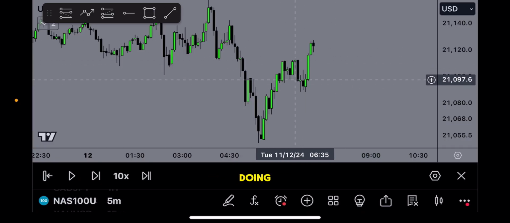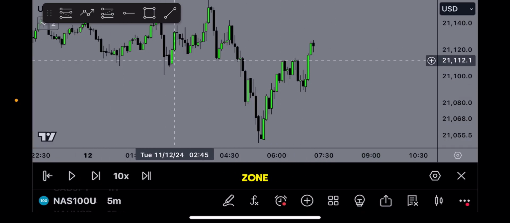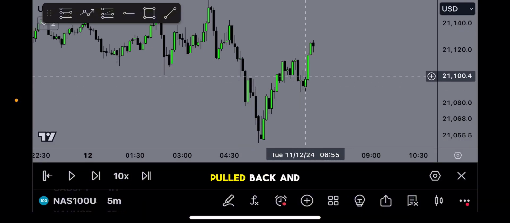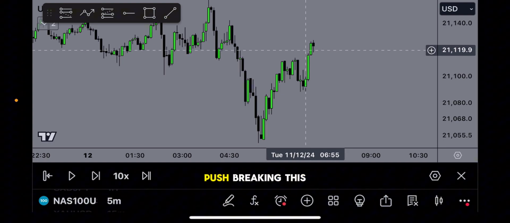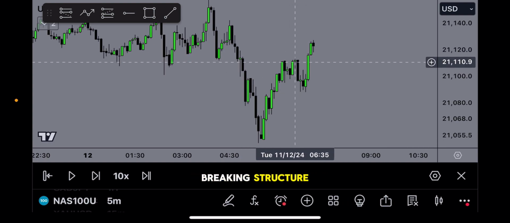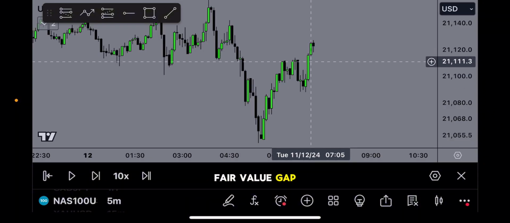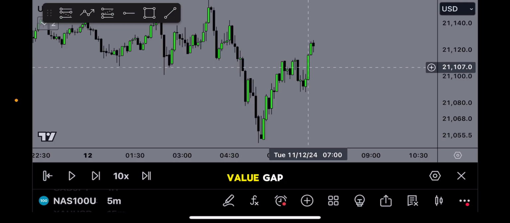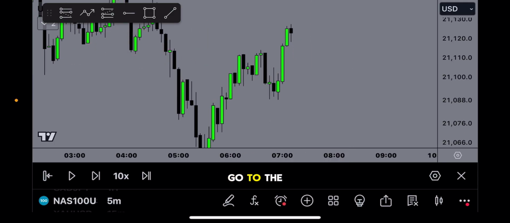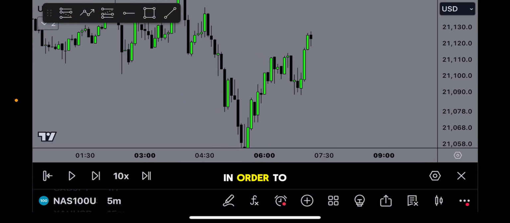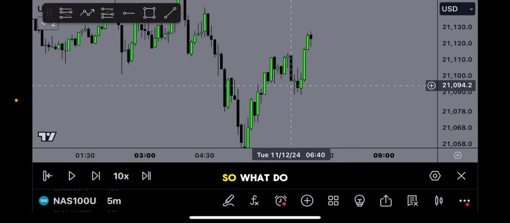So now what price is doing, price came up to this resistance zone. It pushed down, but rejected and pulled back, and price aggressively pushed, breaking this last high, breaking structure. And this aggressive push candle created a fair value gap, right? If you don't know what a fair value gap is, go to stage 1 of the course. You're going to need to know what fair value gaps are in order to spot and identify high probability supply and demand trade setups.